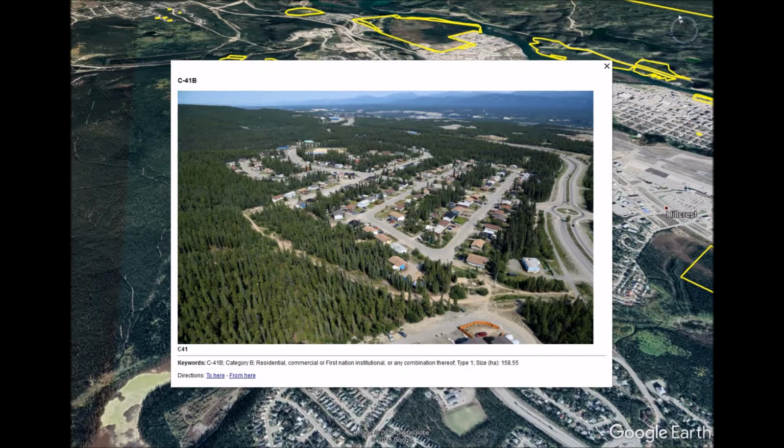So in this case on C41, this is a type 1 parcel. It's a category B parcel, which means that Kwalendon owns just the surface rights to the parcel. It doesn't own what's beneath the ground, so any oil, gas, or minerals that lie beneath the parcel Kwalendon would not own. And within the agreements, each parcel is given a designation, and in this case C41 is designated for residential, commercial, or First Nation institutional use. It affords a wide spectrum of opportunities for development, and the size of the parcel is roughly 158 hectares.